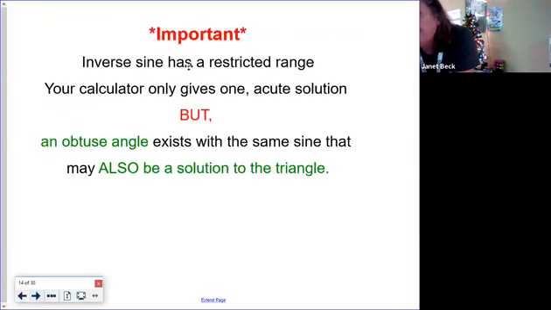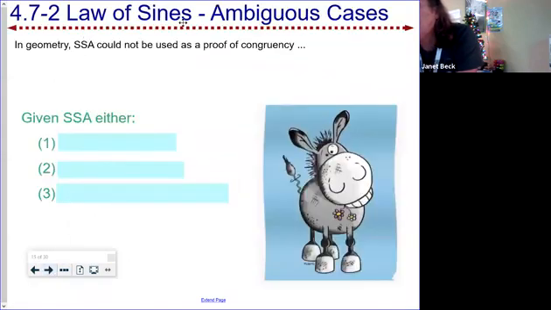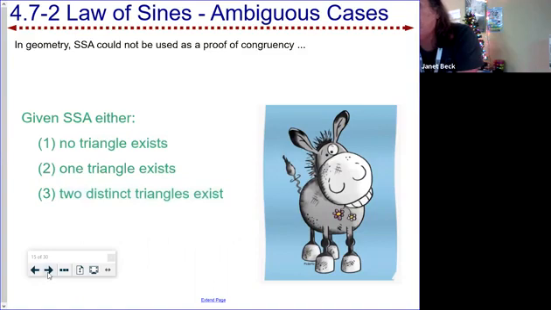When you're using the inverse sine function, remember it's got restrictions and it's only ever going to give you an acute solution. But if that short side was longer than the height, it's all about the height of the triangle, there could have been an obtuse solution that existed too that your calculator is incapable of returning for you. So when you've been given a side-side angle problem with the law of sines, there could be no triangle, one triangle, or two.